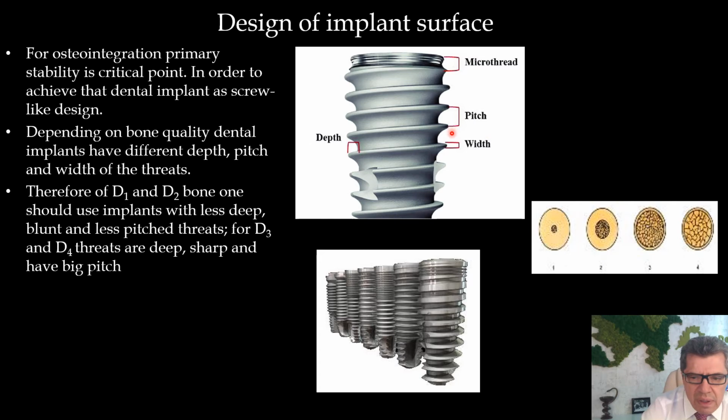Furthermore, if we have bone of type D1 or D2, it's necessary to use an implant with less deep, blunt, and less pitched threads. For bone D3 and D4, threads are deep, sharp, and have a big pitch.